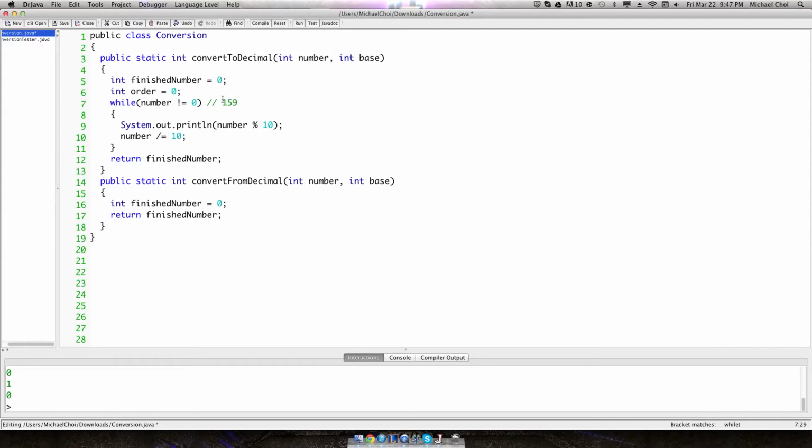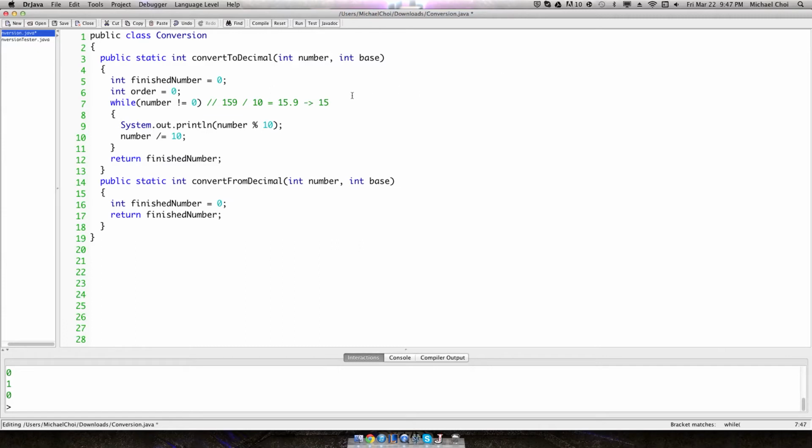159. Okay, we're gonna print out the number mod 10. That's gonna print out this number. So let's delete this. It's gonna print out a 9. After that, what it's gonna do is divide 159 by 10, and that's equal to 15.9. But since this is Java, that turns into 15.